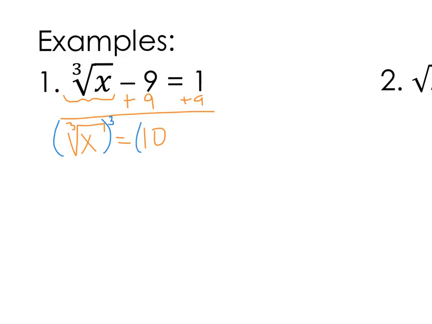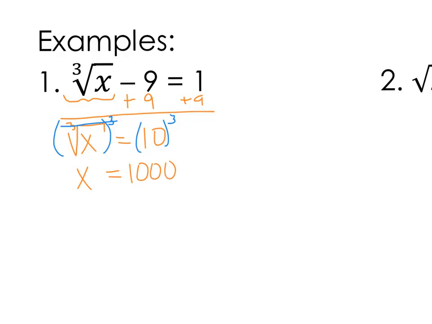And then we have to do the same thing on the other side. Now remember, this is going to be on the non-calculator test, so grab that power chart or figure out 10 times 10 times 10 in your head, one or the other. The 3's cancel out on the left, leaving us with just x. On the right, 10 times 10 is 100. 100 times 10 is 1,000. Our potential solution is x equals 1,000.